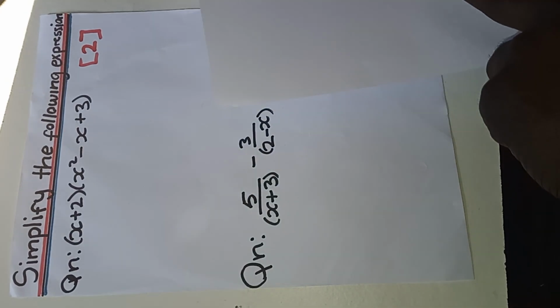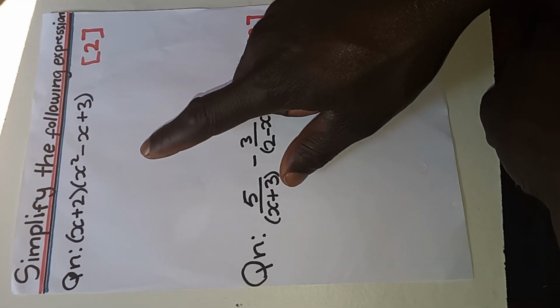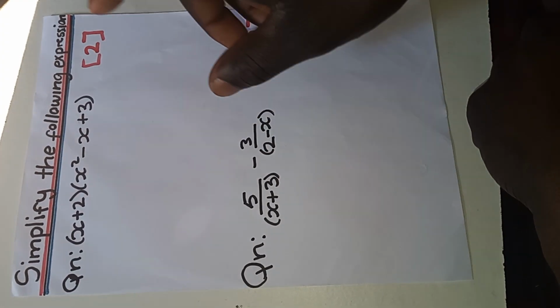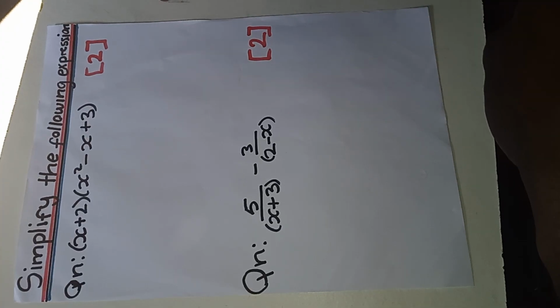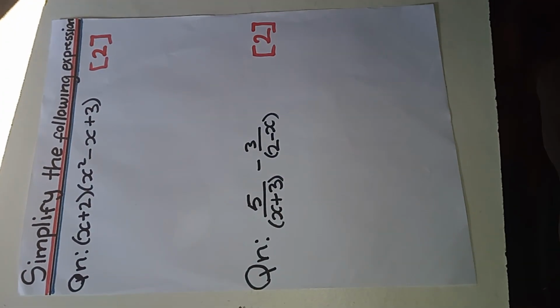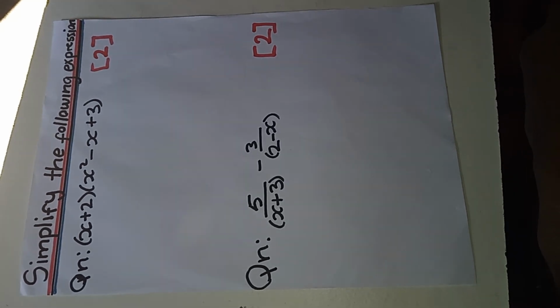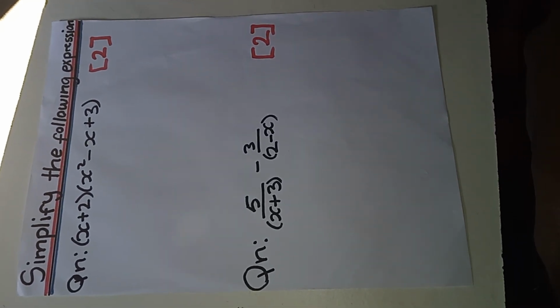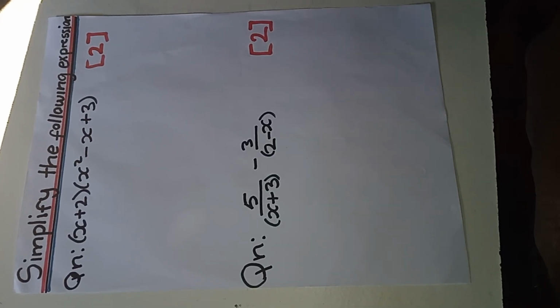Now, today we have question one, which is (x + 2)(x² − x + 3). The main question says simplify the following expressions. Remember, these are expressions because they are not equated to anything. It's more like having one side of an equation. It means it's not an equation, it's an expression.